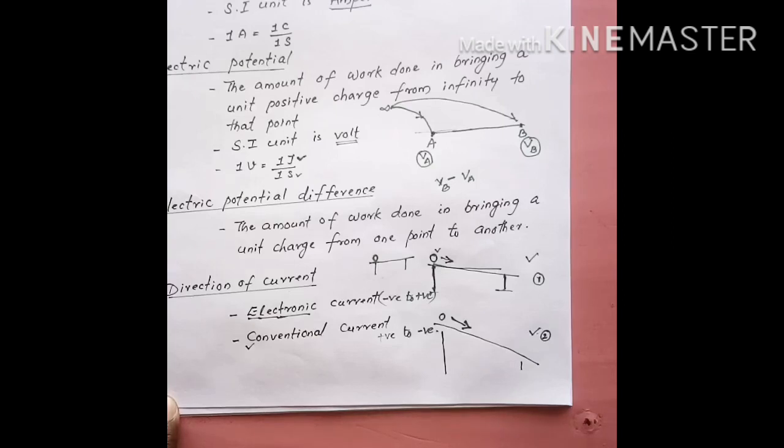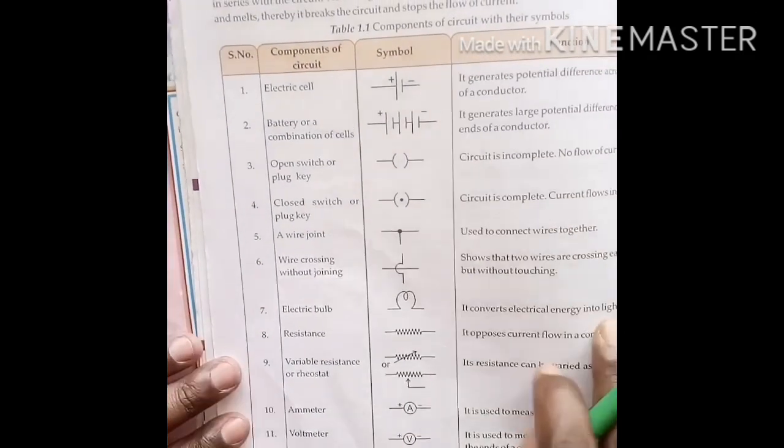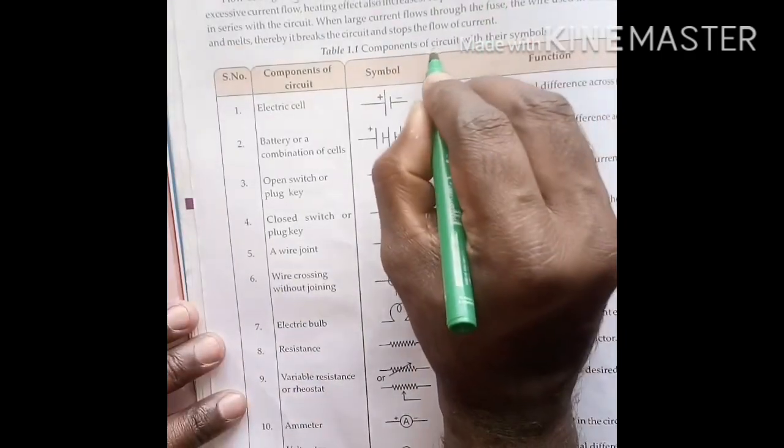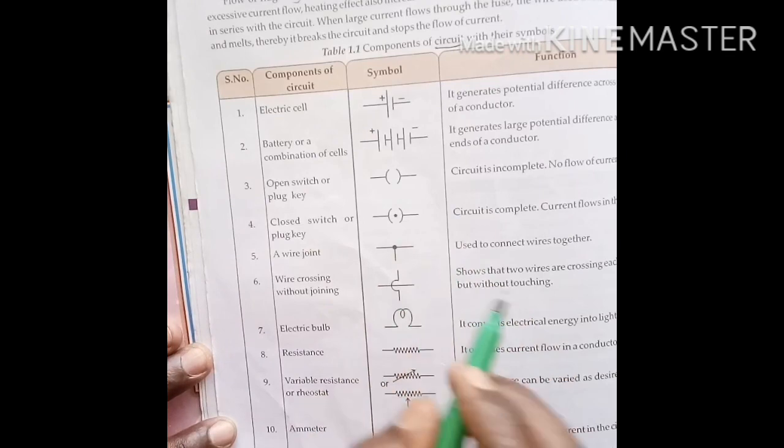So in a circuit, what is a circuit? Circuit means the connection. A circuit is a path. It's a path which is made through a battery, and there are different symbolic representations. I will talk to you. Look at the picture. Components of circuits. There are some symbols for making circuits.